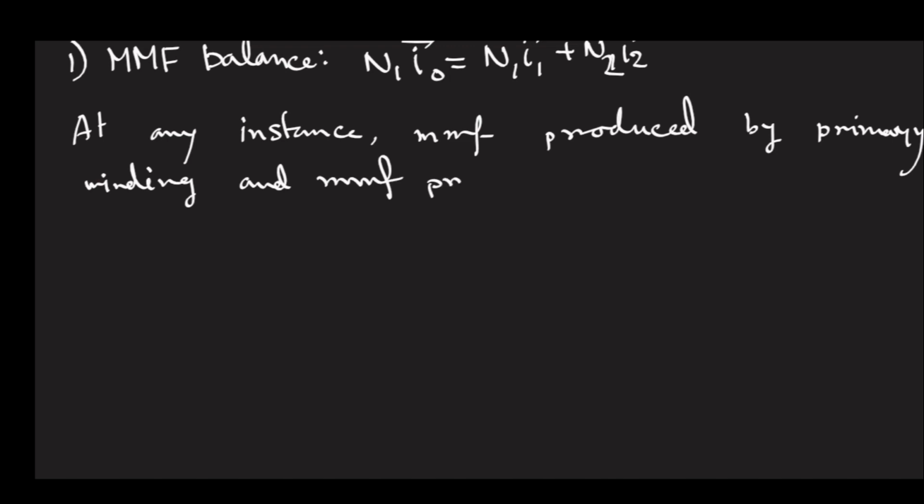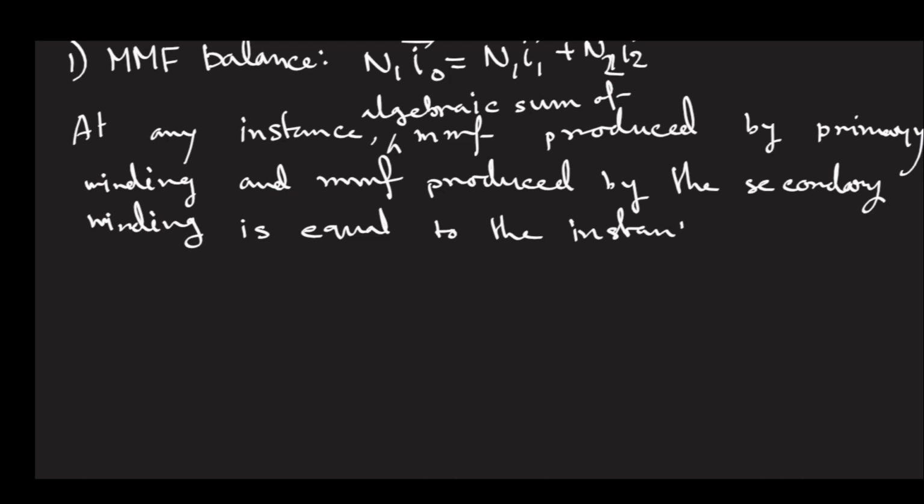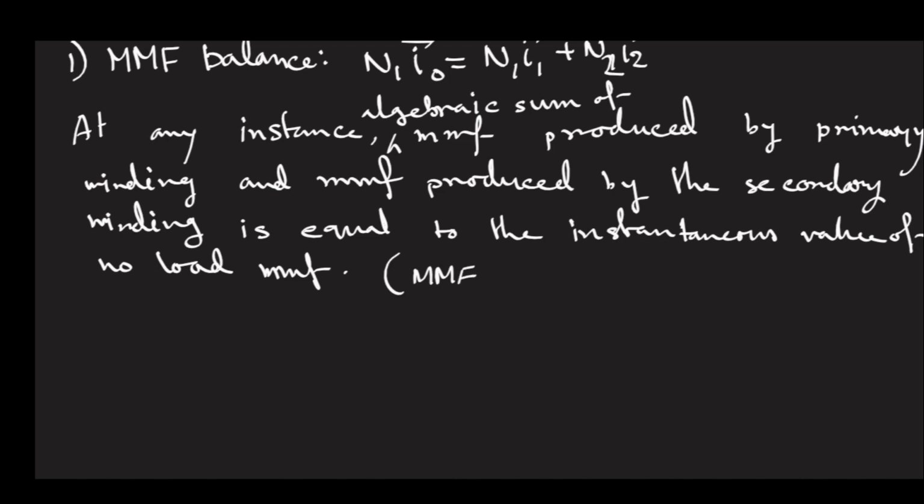MMF produced by the secondary winding, better to write here at any instance algebraic sum of MMF produced by primary winding and MMF produced by the secondary winding is equal to the instantaneous value of no load MMF. This one also known as MMF balance equation.